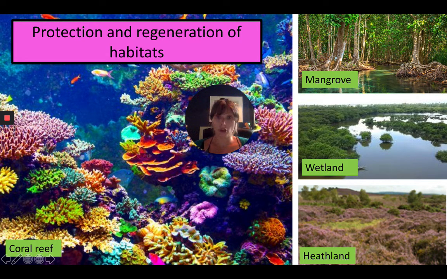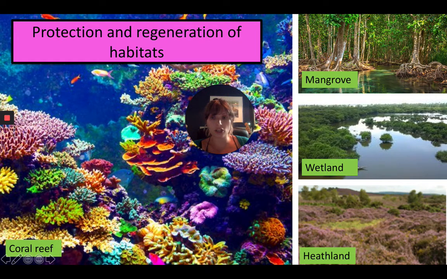So those animals would not be around if we got rid of all the heathlands. So what can we do about protecting these four areas? Because they're all lovely and people like to visit them, they do get destroyed. But if we protect them and have a section of the wetland or a section of the heathland that no one can go to, no one can destroy, then we'll protect that area. And that's what these programmes do.